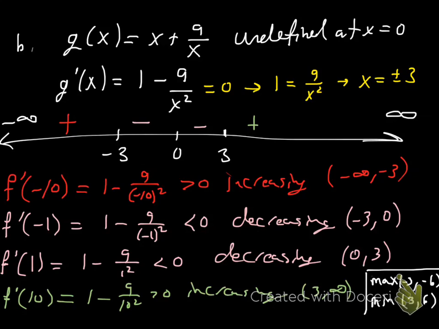Similarly, with the minimum, we went from decreasing to increasing, so we have a min at 3, and then to find the y coordinate, the 6, I have to plug 3 into the original function. 3 plus 9 over 3 is 3 plus 3, that's 6. So be careful about any places where it's undefined. We can't include that in our intervals of increasing and decreasing behavior.